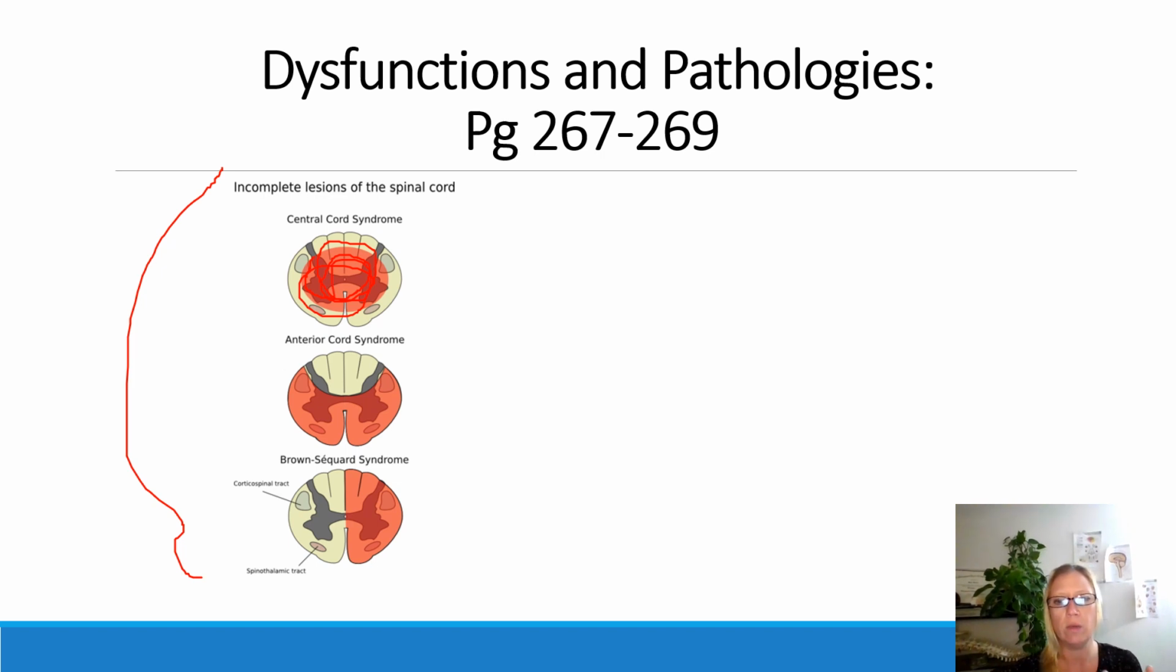Taking what you know about tracts and what you know about the Rexed laminae, what's going to happen if there's a central cord syndrome, a deficit in this area? Anterior cord: what if there's a problem where this pink area is? What tracts are going to be involved? What Rexed laminae? And then Brown-Séquard's. We looked at Brown-Séquard's a little bit in the tracts lesson, so we're going to bring that back in as well. So that's one-sided.